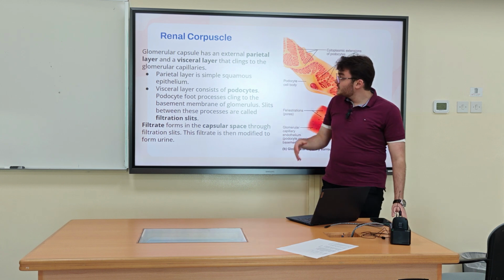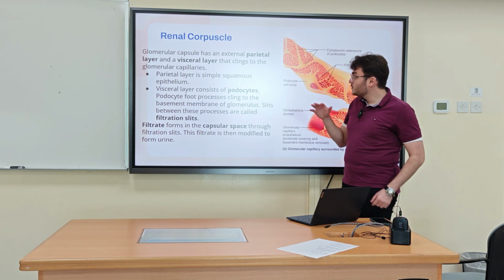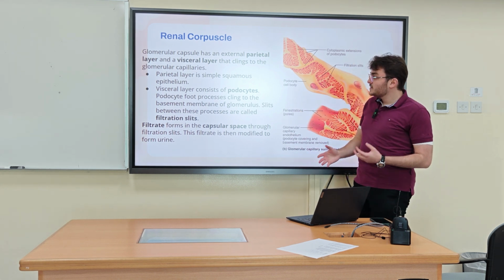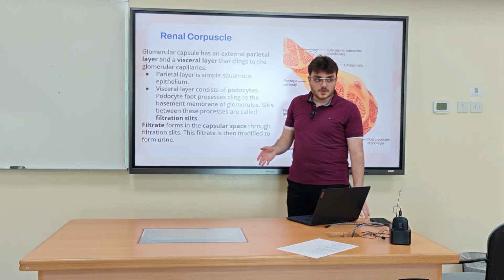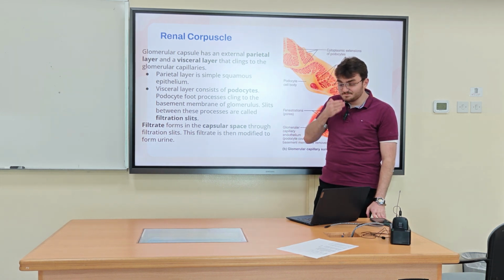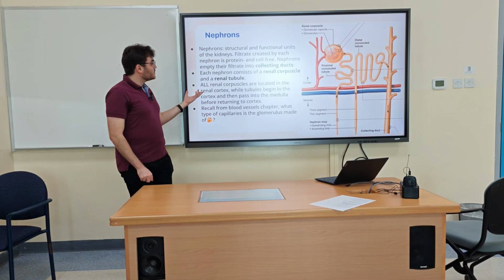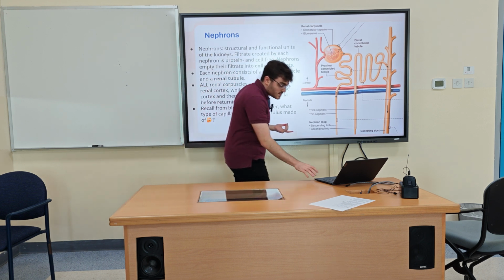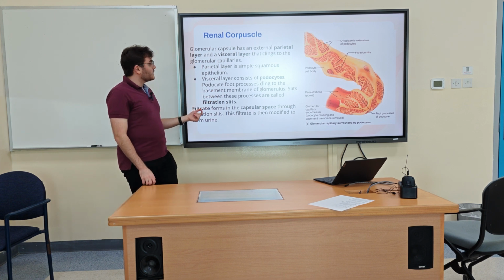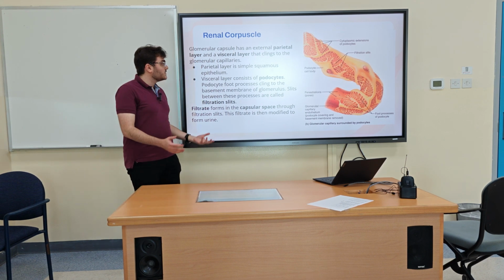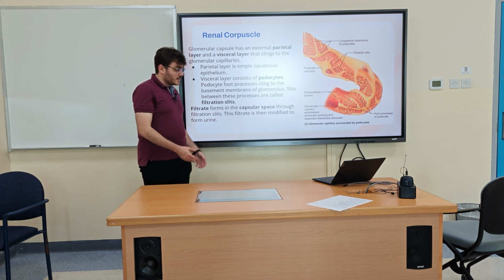Okay, so now we will be discussing the renal corpuscle. The glomerular capsule has two layers, an external and an internal layer. The external is called parietal and the internal is visceral, just like what we do with the periosteum, with the peritoneum, right? Okay, so coming to nephrons, it was this slide, yeah. The nephron has the external parietal layer and the internal visceral layer. Both layers form the glomerular capsule.